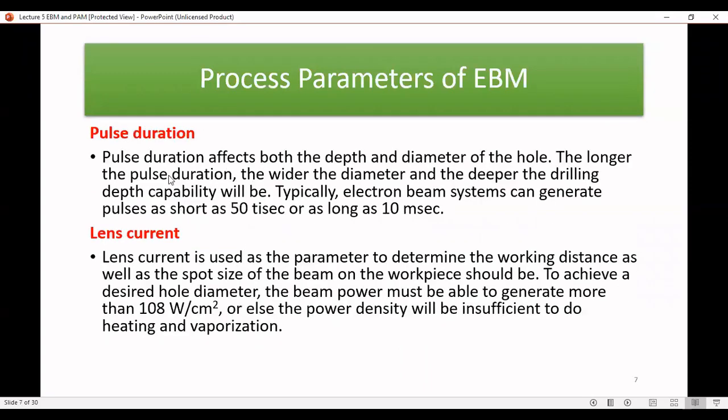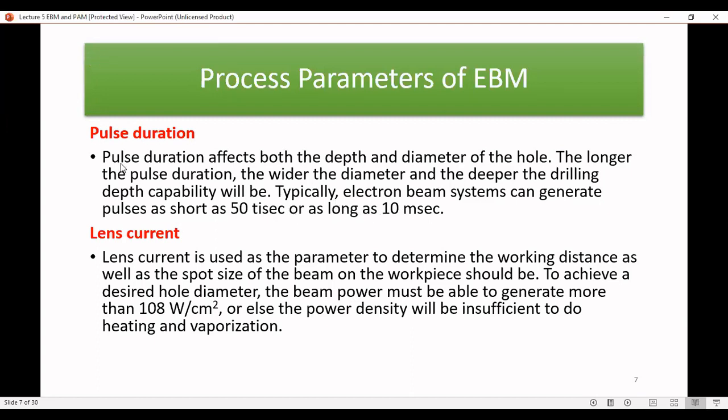Secondly is pulse duration. Pulse duration affects both the depth and the diameter of the hole. The longer the pulse duration, the wider the diameter and the deeper the drilling depth capability will be. Typically, an electron beam system can generate pulses as short as 50, and this is not nanoseconds, this is microseconds, or as long as 10 milliseconds. So between 50 microseconds and 10 milliseconds.